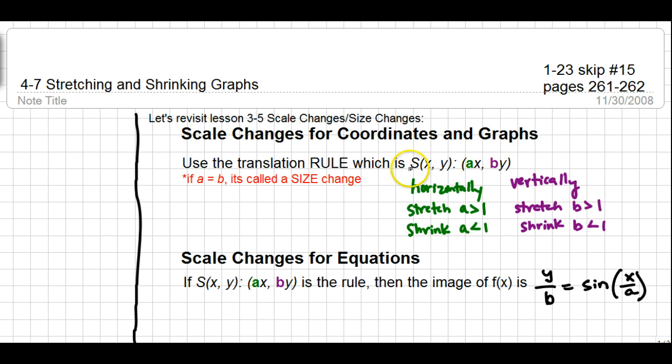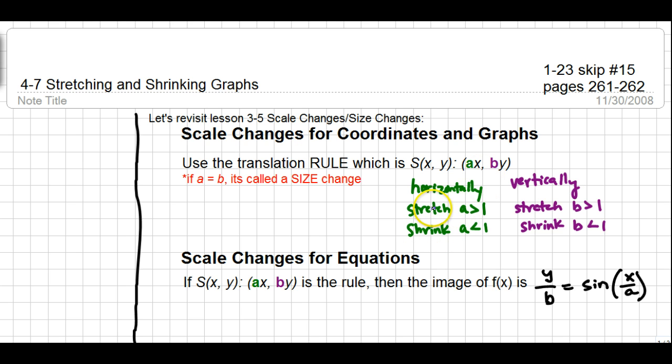So a reminder that capital S is our scale change rule, and usually you'll have your pre-image listed first and then your image listed after the colon or the equal sign. The A value is usually paired up with the X or the independent variable. The B value is usually paired with the Y variable or the dependent variable. When in the rule you are multiplying by A, that means it's going to stretch by A. If you're dividing by A, that usually means it's going to shrink.